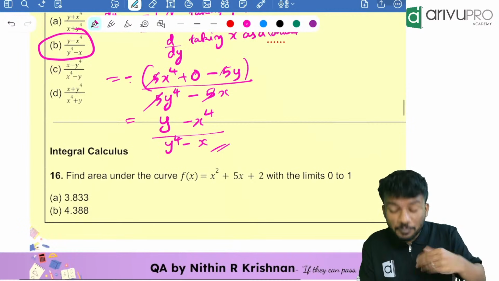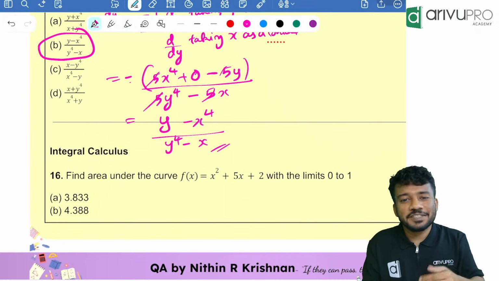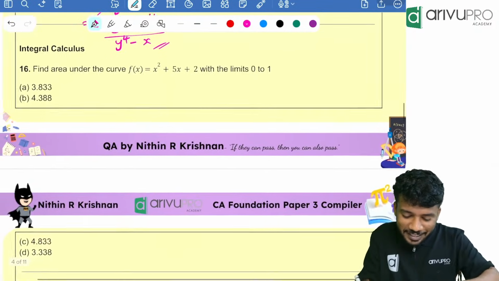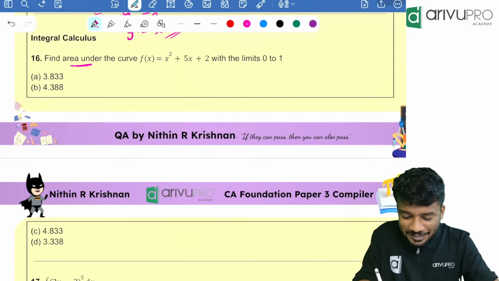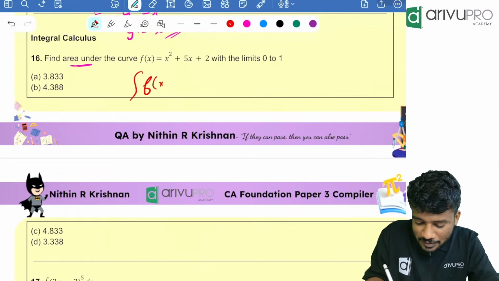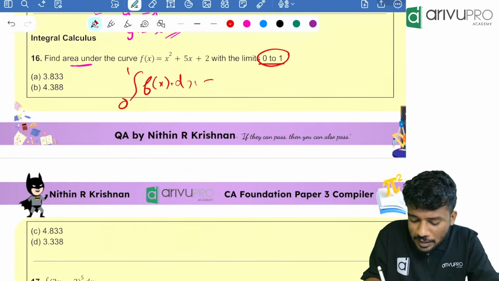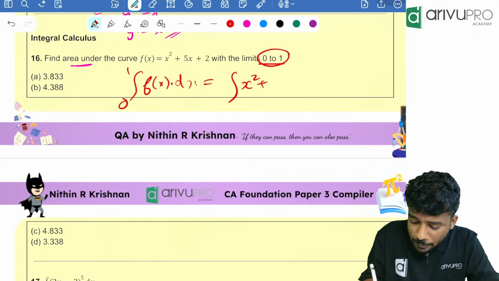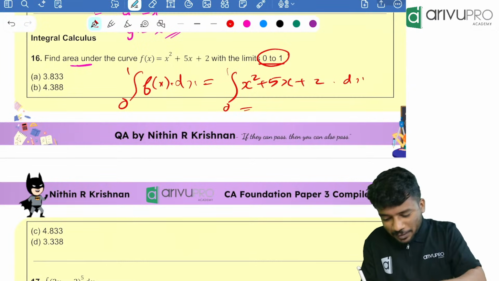We will anyway solve more questions like this, because in many attempts there were questions based on implicit functions. Now find the area under the graph. A very easy question. Whenever we want to find the area under the graph, what should you do? You should integrate f of x dx. Now the limit is also given, from 0 to 1. So instead of f of x you will put x square plus 5x plus 2, from 0 to 1.